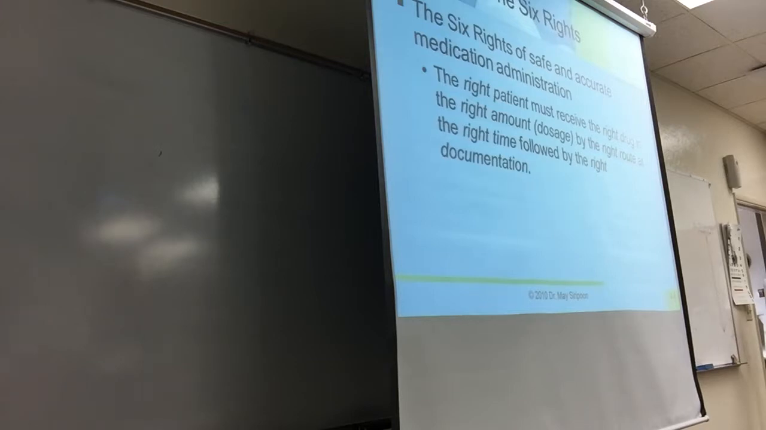And this is how it goes. The right patient must receive the right drug in the right amount, by the right route, at the right time, followed by the right documentation. There's a lot of rights in there, okay? All of those are important, and if you follow those, you'll have safe medication administration.